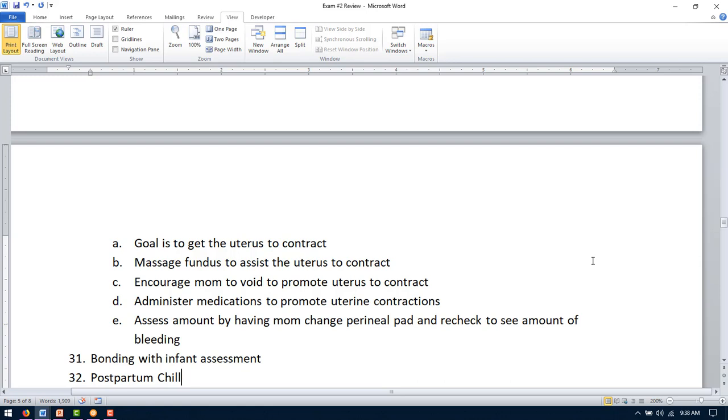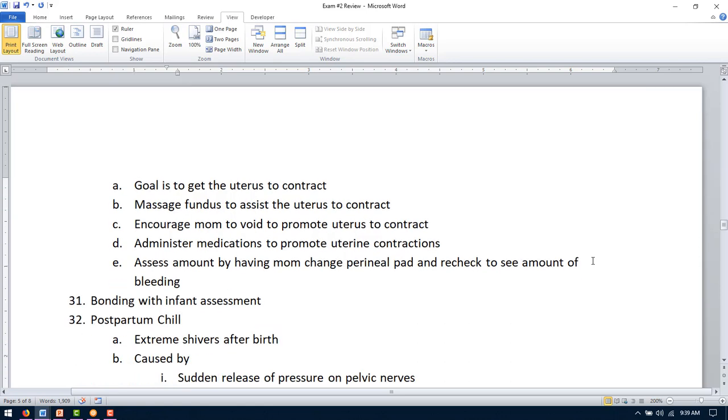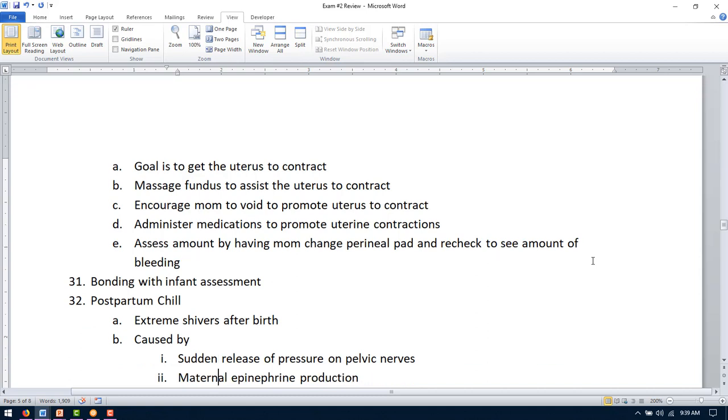We're going to massage that fundus to make that uterus contract. We're going to have mom void so that it's not pressing on the uterus, causing it to stay boggy. We're going to give meds to help the uterus contract. And we're going to assess the amount that she's bleeding. If we go in, we have mom go to the bathroom, change her pad, and then in an hour recheck it to see how much she's bleeding.